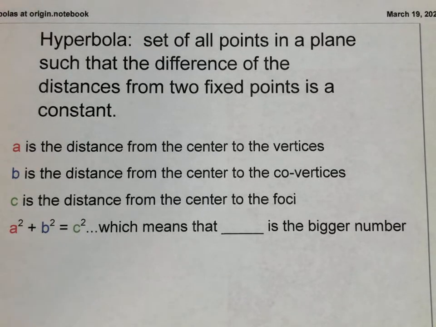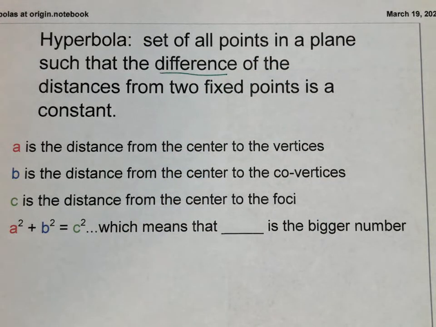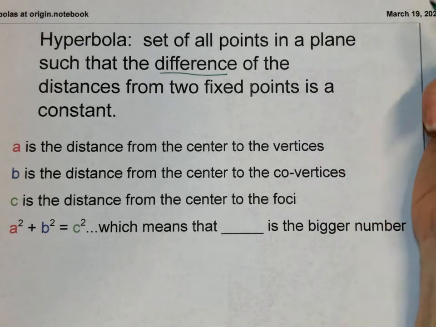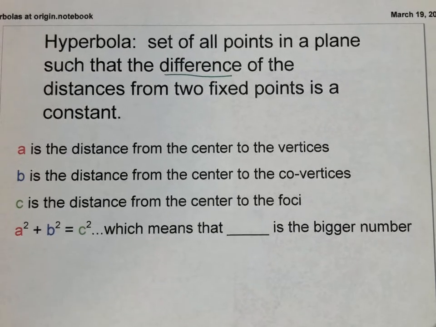So a hyperbola is the set of all points in a plane such that the difference of the two distances from the two fixed points is a constant. With an ellipse, it was the sum. In a hyperbola, it's the difference. That's going to come into play here very shortly when we look at the equations.